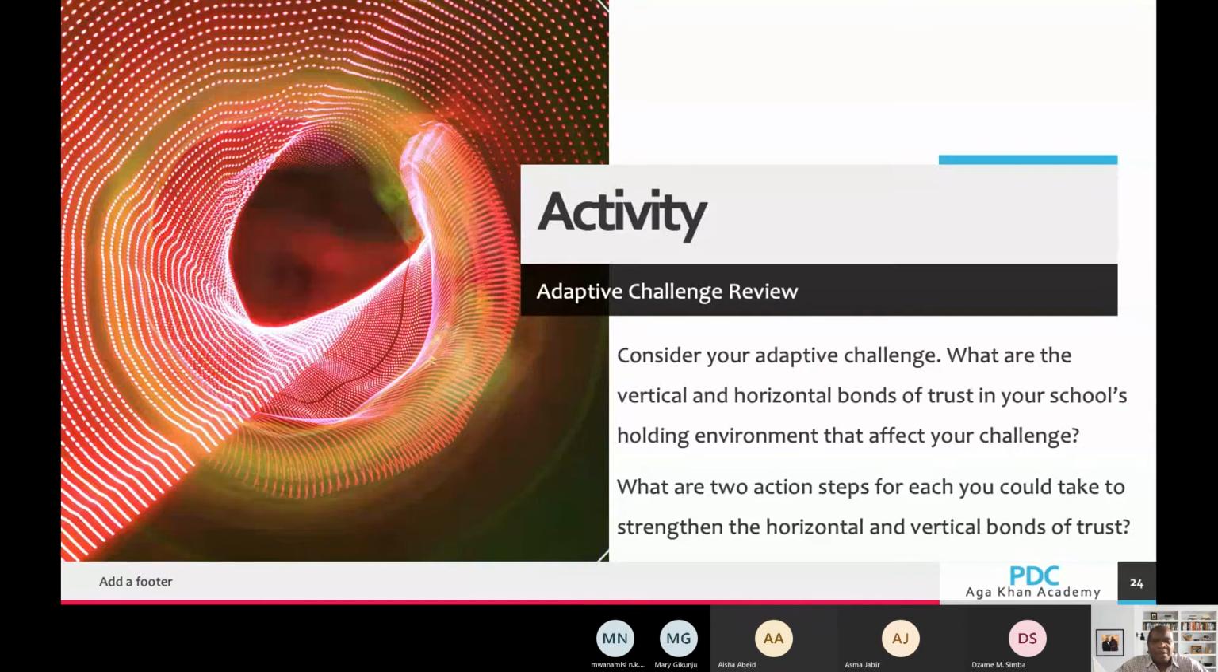Madam Mary Gikunju, what is your input? We're talking about vertical and horizontal trust. How do we build that with our participants?